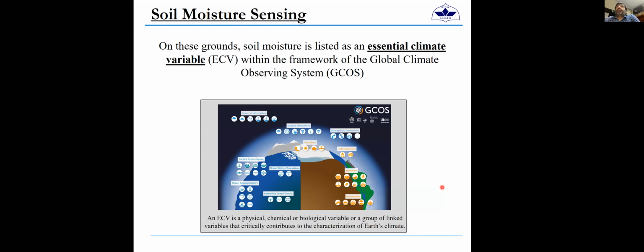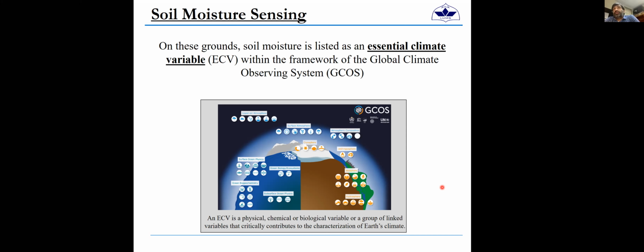They have actually recognized 54 variables. They call them essential climate variables, ECVs. These 54 variables are either physical, chemical, or biological groups of variables which we can sense with very good accuracy. And these variables contribute to characterizing Earth's climate.